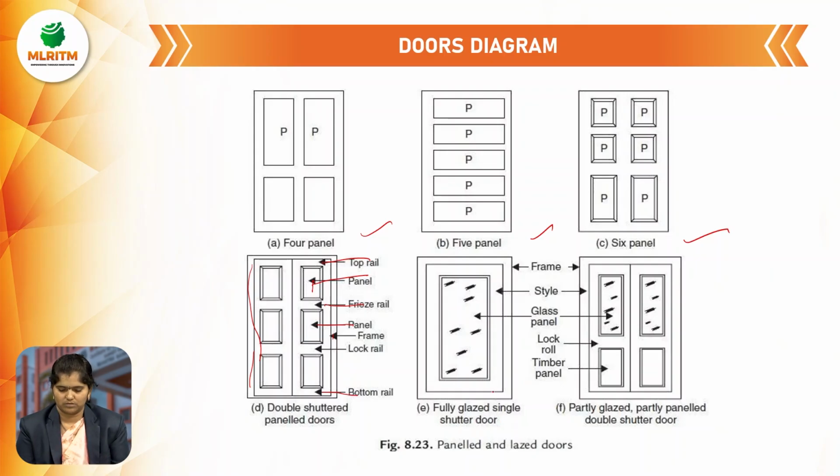Means glass door. Single glass door. Here also same, frame is called glass panel. So only frame is a glass door. And next, partially glassed, partially panel double shutter door. Here half of the portion is covered with glass, half of the portion is covered with timber. So here also same: frame, glass panel, timber panel. This is glass, this is timber.